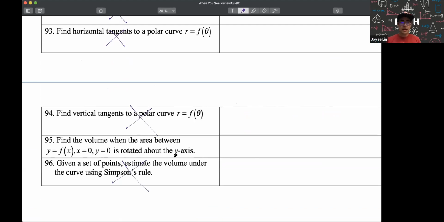Volume 1 is rotated around the y-axis, right? So y-axis is opposite. It's the integral from bottom to top, and then you have to write the function in terms of y, right? Yes, dy. Yes, use y.